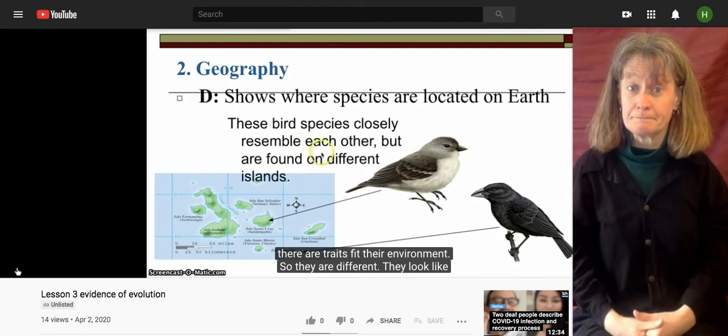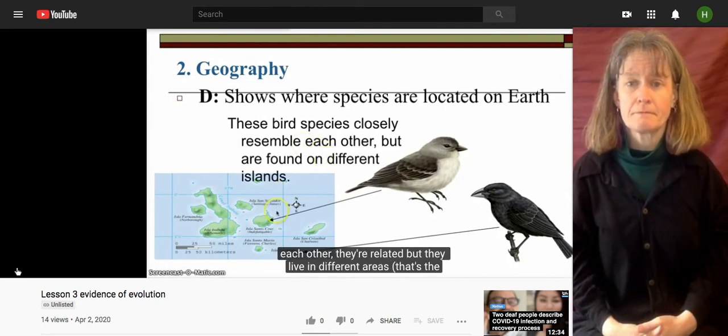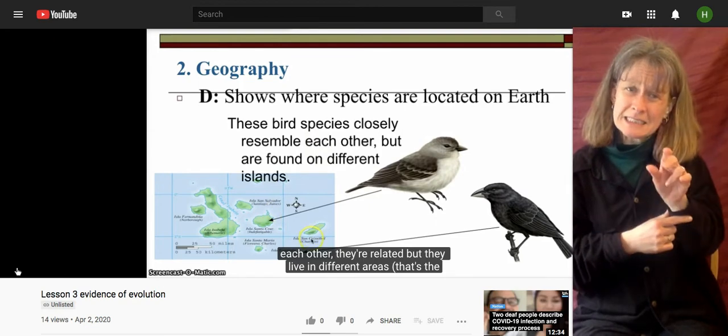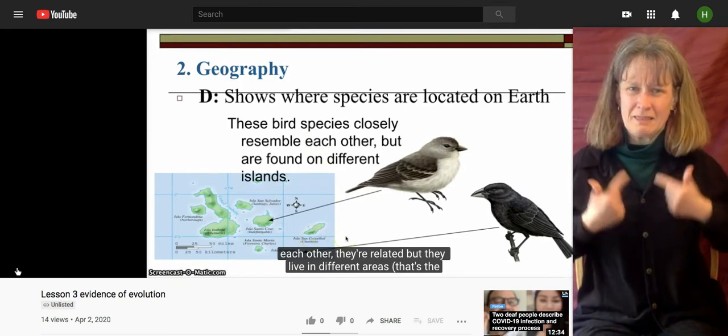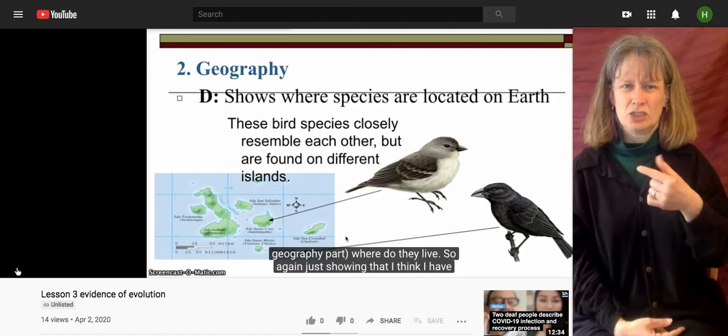So they are different, but they look like each other. They're related, but they live in different areas. That's the geography part. Where do they live?